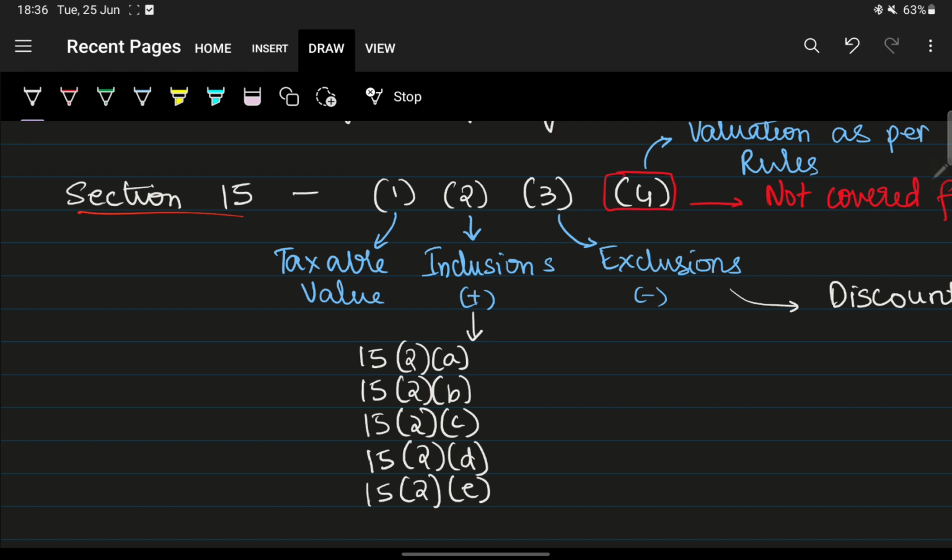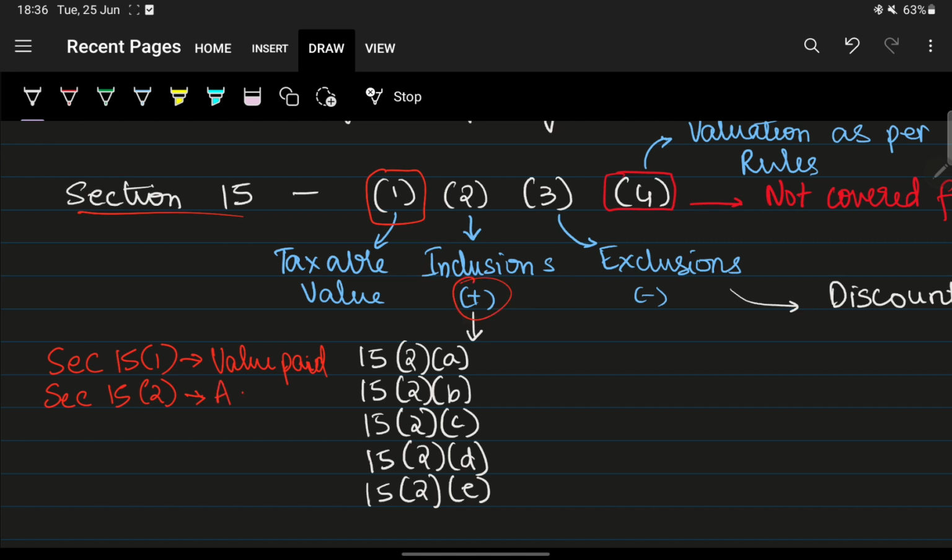Now coming to section 15 subsection 1. This talks about what the original value will be, meaning the taxable value without any other inclusions or exclusions. Basically the value of the particular item that is paid or payable. So this is the value paid or payable. Next, section 15 subsection 2 talks about what are the things that you are supposed to include in that value, or what are the things that you are supposed to add.